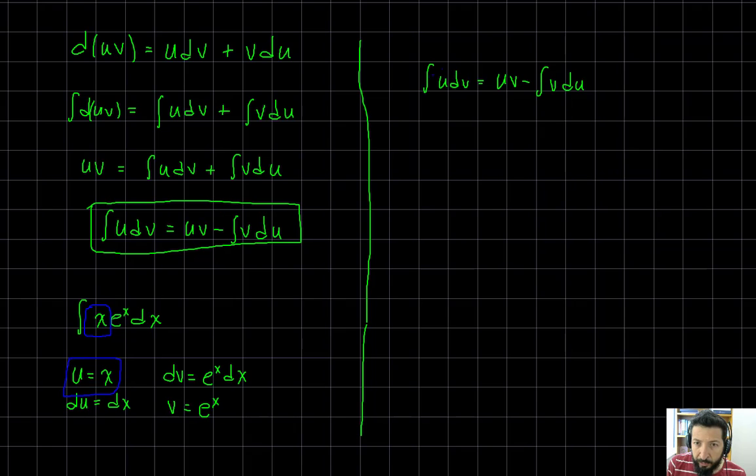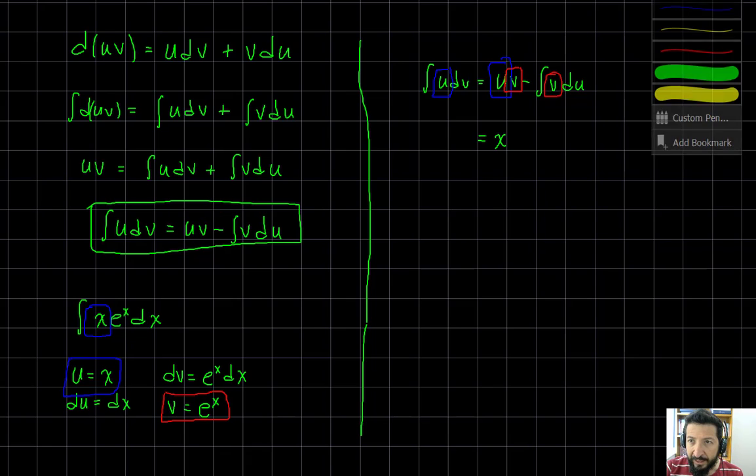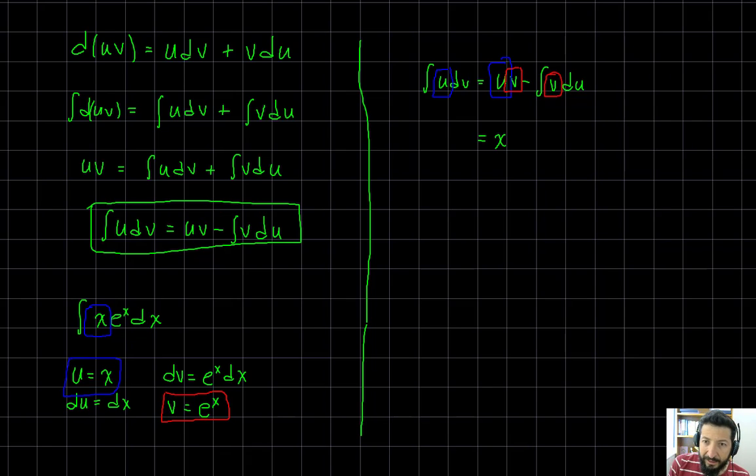And so u will appear here one time, as it appears already in my integral here, and it's going to appear one time here. So when I plug that in, u is going to happen to be just x. Okay, so what is the other quantity we have? Well, we have v now that is going to appear in two locations. V, as we can see from here, is this quantity. Okay, so e to the x will appear where the red is showing up here.